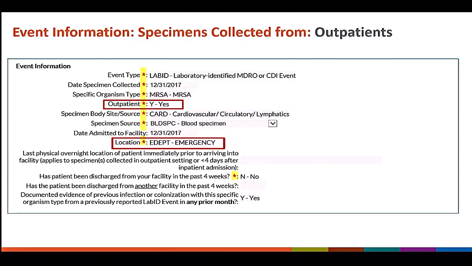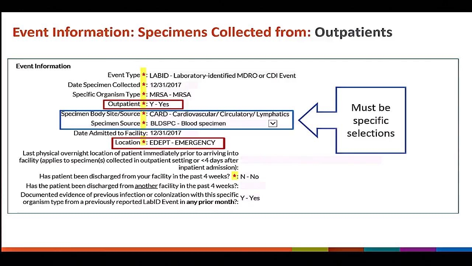With MRSA lab ID event reporting, it is very important to choose these specific selections. So the specimen body site/source must read cardiovascular, circulatory, lymphatics, and the specimen source that you would select would be a blood specimen. Oftentimes we get questions: we entered in an MRSA lab ID event and we can't find it. What happened to it? We do not take them away. Chances are you may have entered in the wrong specimen body site source or the incorrect specimen source.